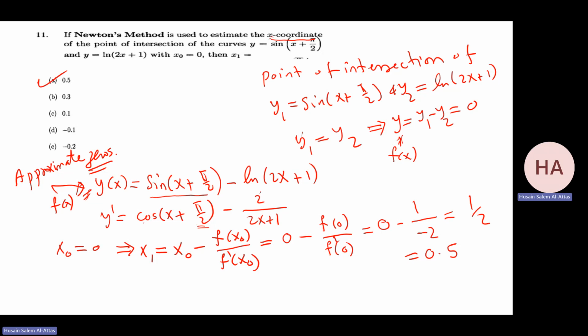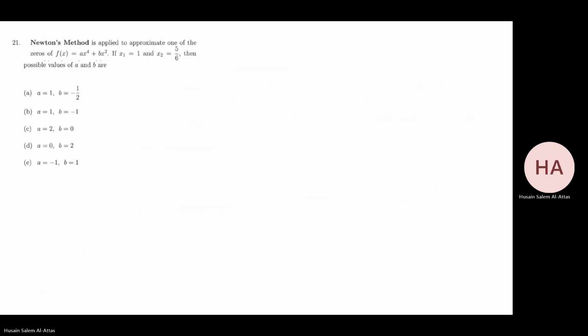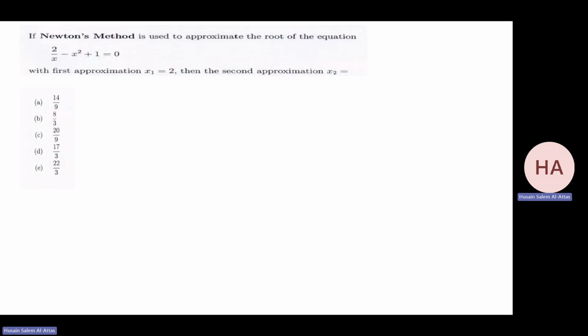So what's new? They want talking about the point of intersection. When I want to apply Newton's method, I need function equal 0. It's used to approximate the zeros of a function. I'll go back to this question. Let me do some problems, and then I'll go back to these questions.